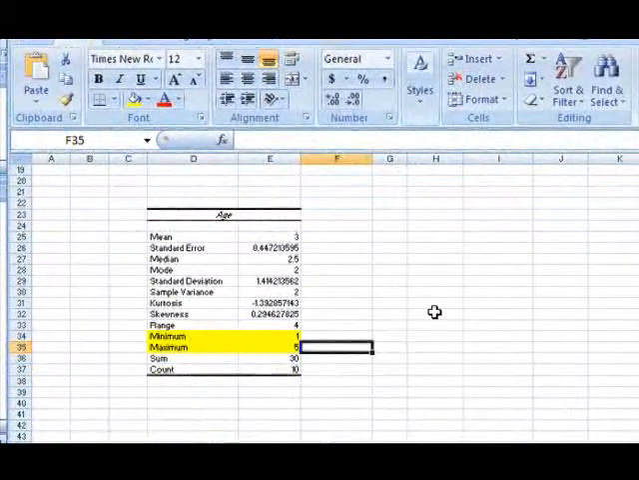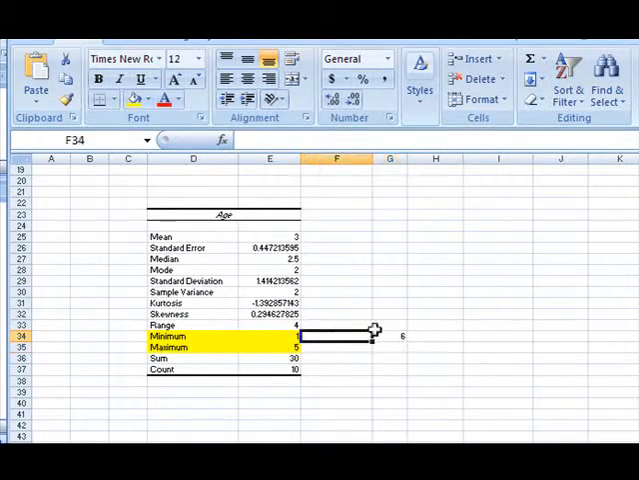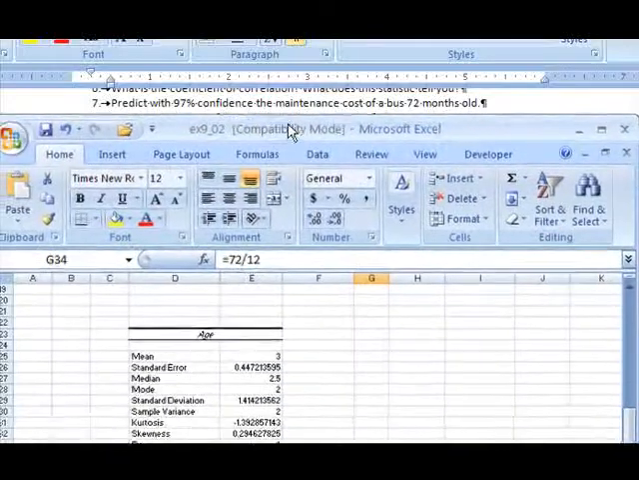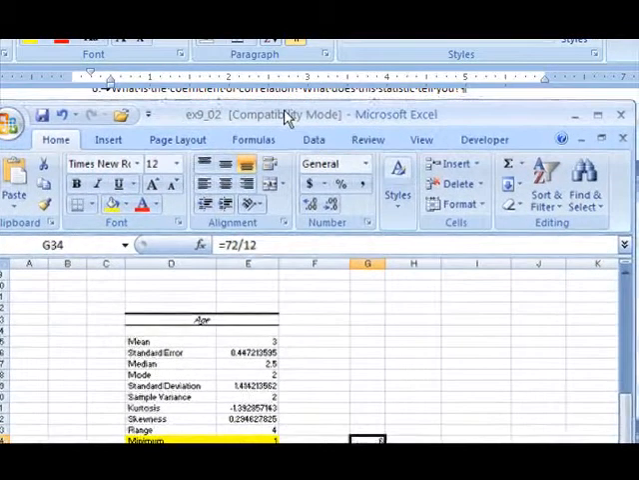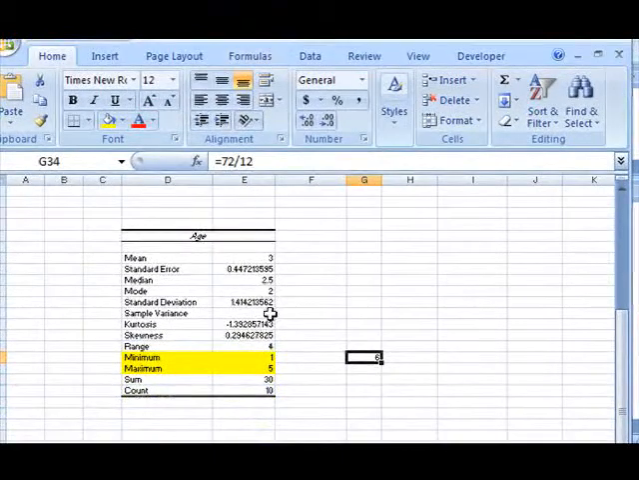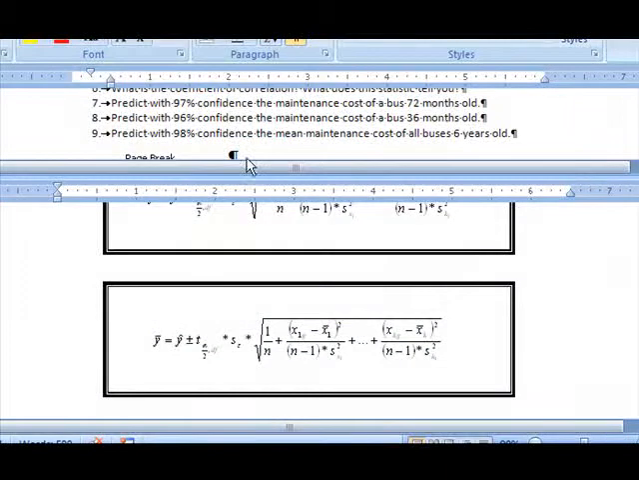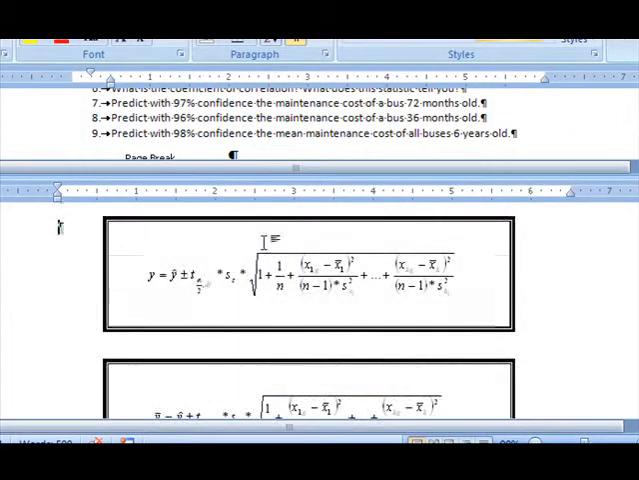72 months is very easy, and if you don't see it that easy, just 72 divided by 12. That's 6 years. Question number 7 is asking for what is the maintenance cost of a 6-year-old bus. Notice that the sample range is between 1 and 5. It's not including the 6. So that means for answering question number 7, we're not just going to get y hat. We're going to get the long equation.